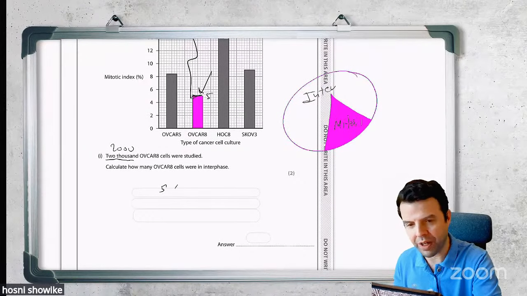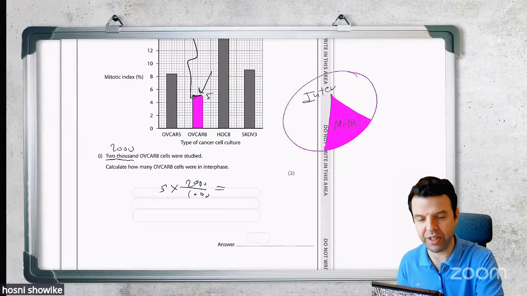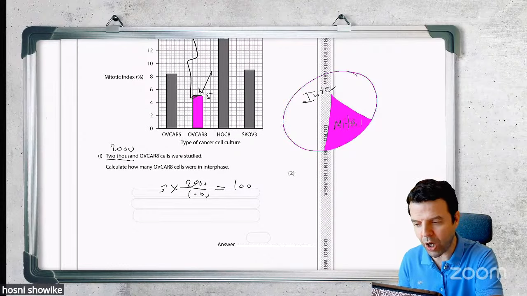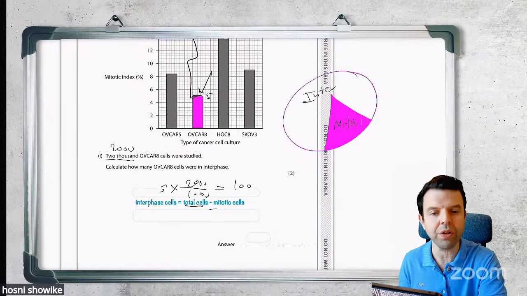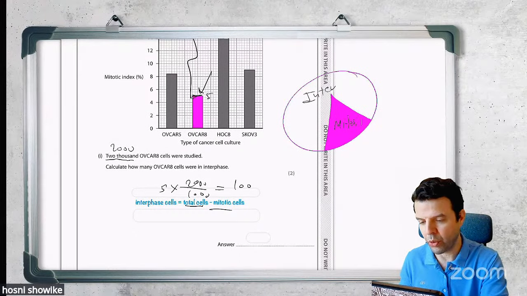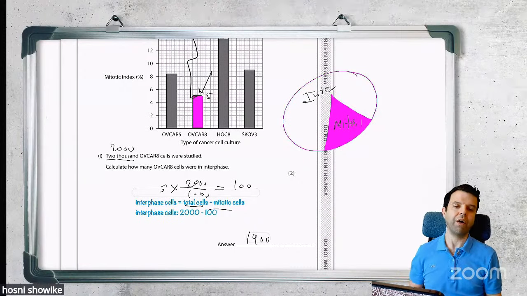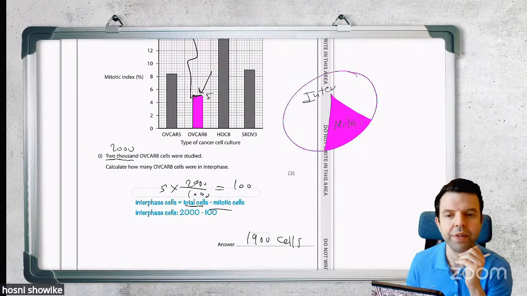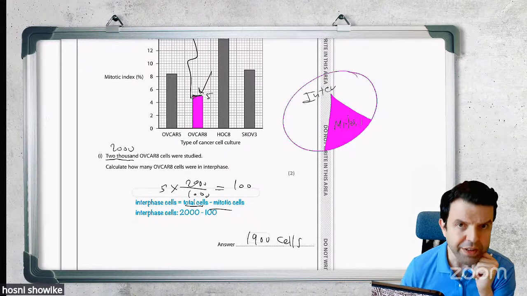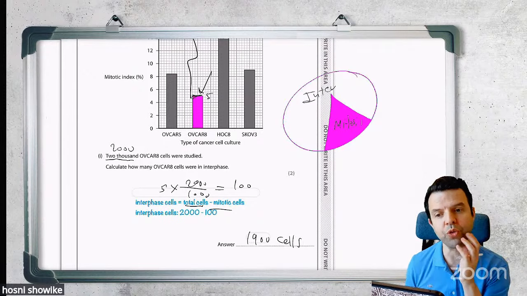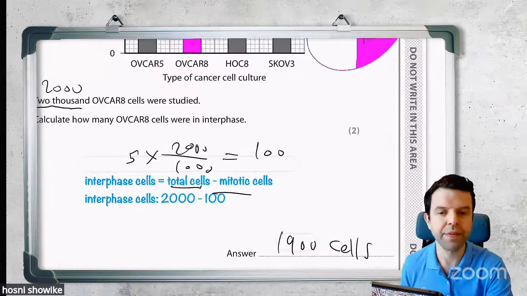So 5 times 2,000 divided by 100. I'm counting here how many cells are in mitosis. So that's 100 out of 2,000. Okay? Now, to find the interphase cells, I tell them interphase cells is the total minus the cells in mitosis. So this is going to be 1,900. So I'll repeat: there's only 5% of cells in mitosis, the remaining are in interphase. You may just take 95% and multiply it by the 2,000 and you get those cells in interphase. I just did it in a different way. Either way is fine, as long as you get the right answer, it's okay.